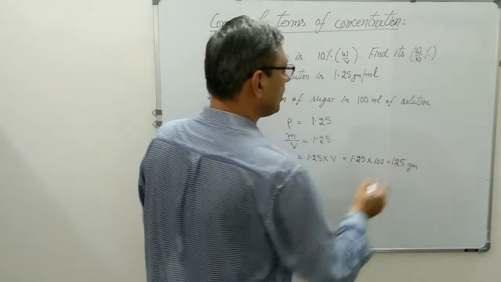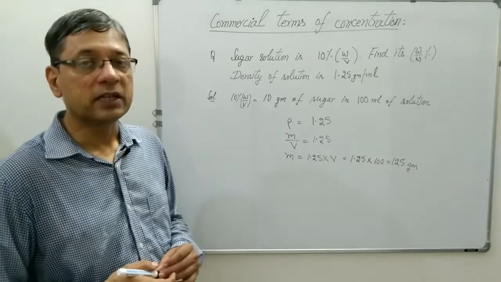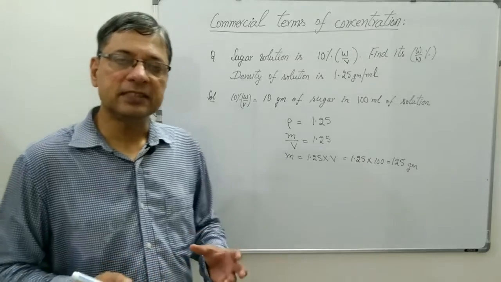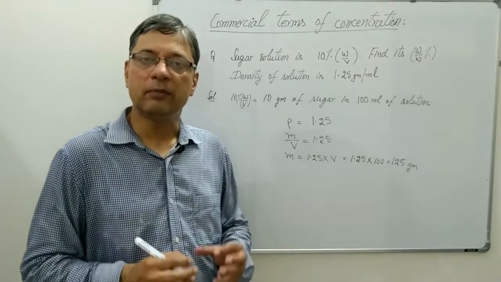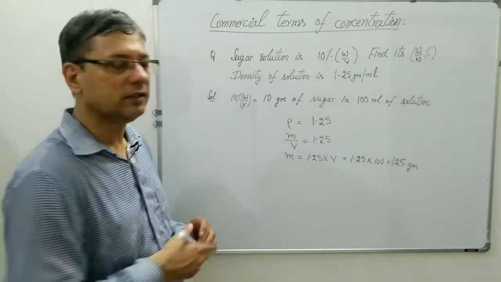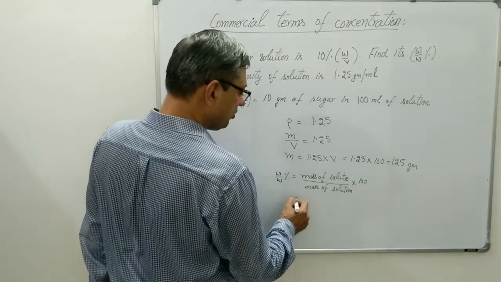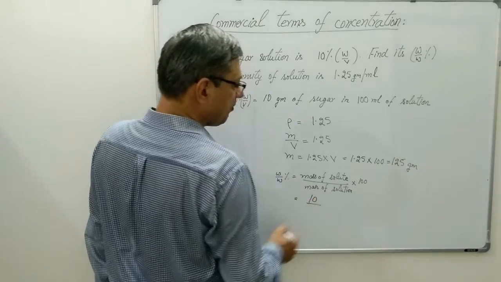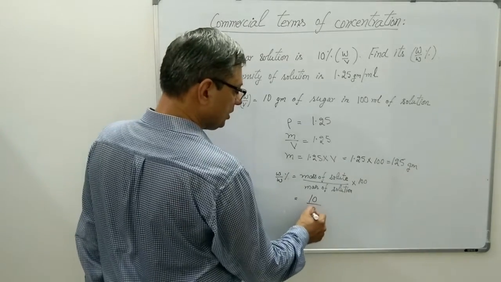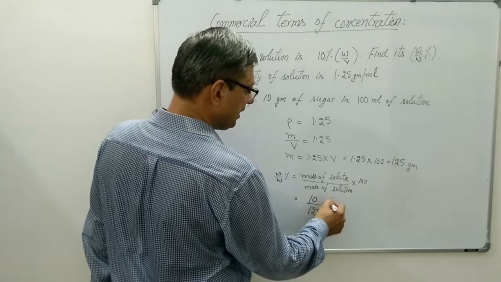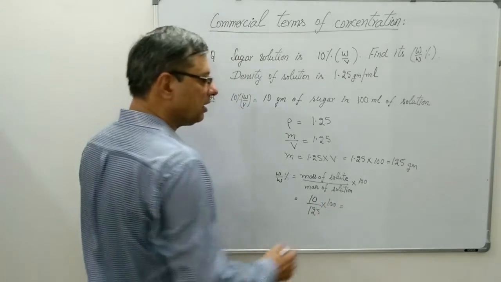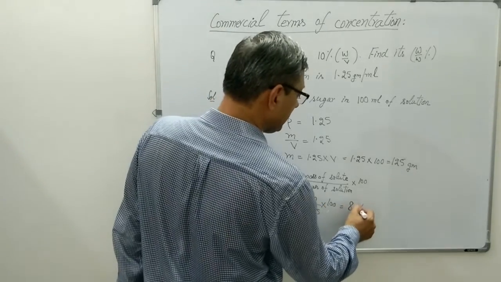That is 125 grams. We have to find weight upon weight percentage. Now weight by weight percentage is equal to mass of solute upon mass of solution into 100. Mass of solute is 10 grams. Mass of solution we have calculated, 125, and multiplied by 100. When we solve it, the answer will be 8%.